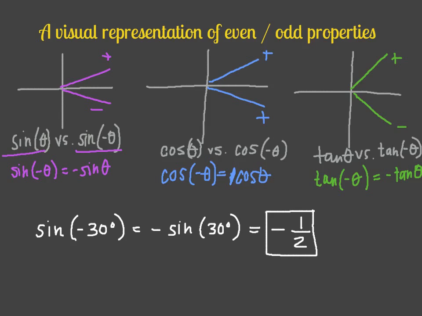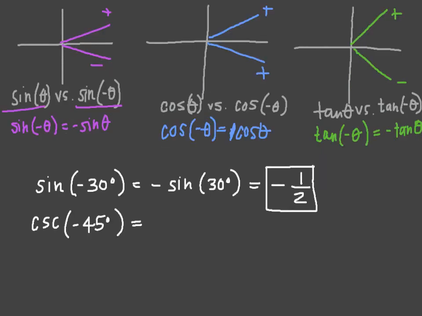So you know that the y value is negative there. So for cosecant of negative 45 degrees, hopefully you first thought to yourself, I know that this is an odd function. It's the reciprocal of sine, so it has the same properties as sine does. So I know that this is going to be the equivalent of negative cosecant of 45 degrees.